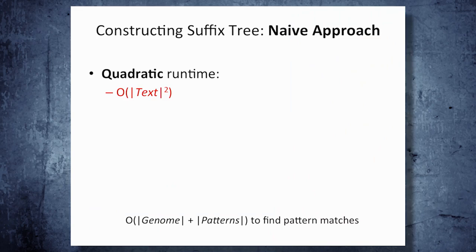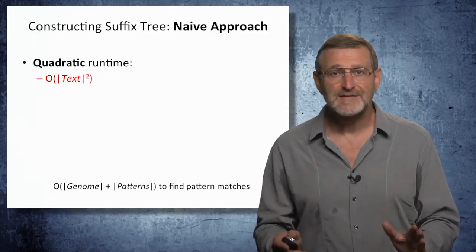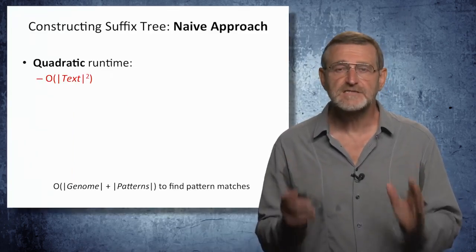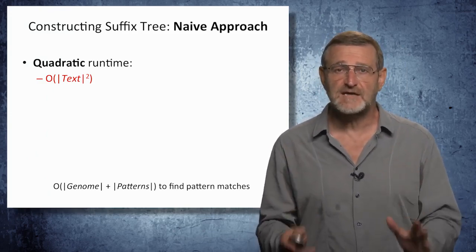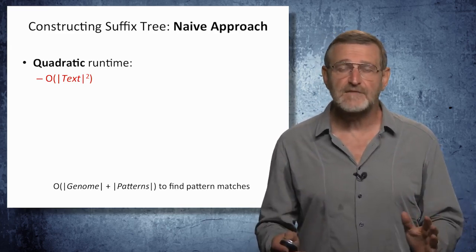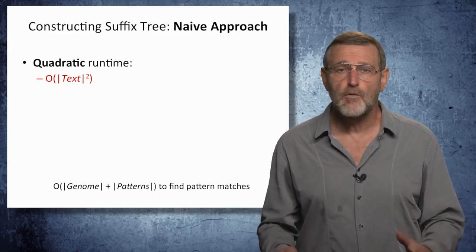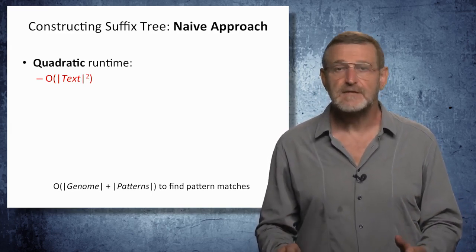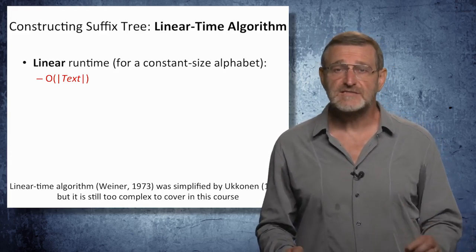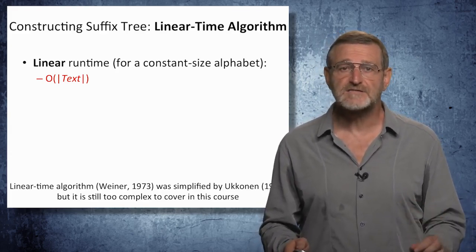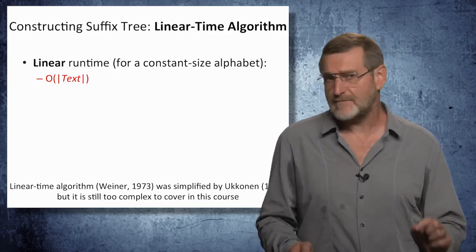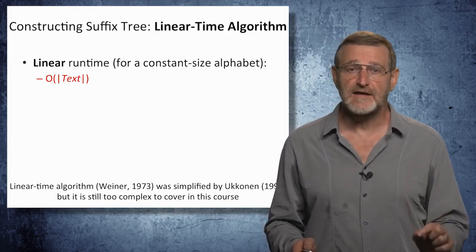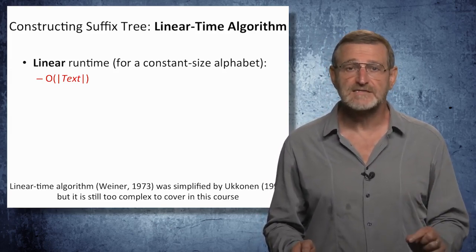We saw that suffix trees are a fast and memory efficient way to do pattern matching. However, construction of suffix trees is not for the faint-hearted, because we need to combine all suffixes of the text into a suffix tree, and the naive algorithm for doing this takes quadratic, O of |Text| squared, time. However, there is an ingenious linear time algorithm for constructing suffix trees called Weiner's algorithm, developed over 40 years ago. And this algorithm amazingly has linear runtime, O of |Text|, to construct the suffix tree.